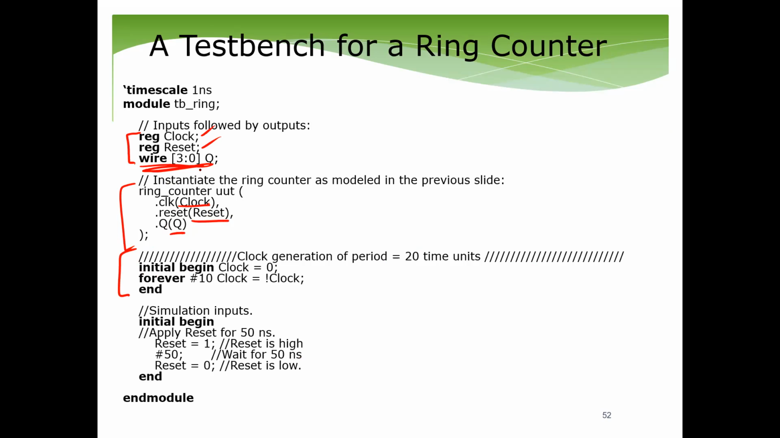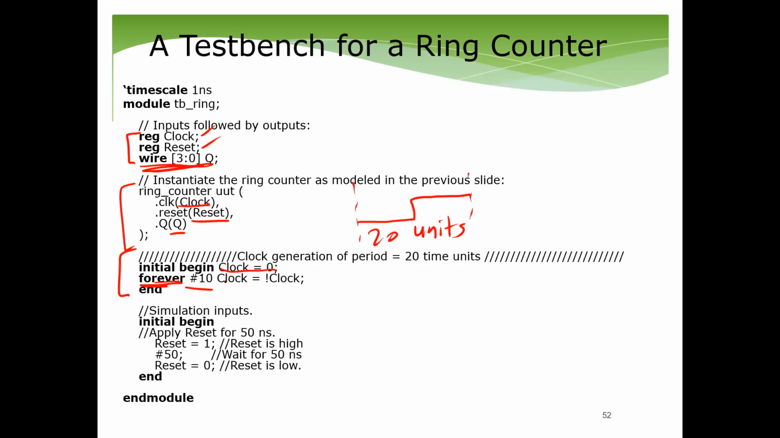And then we need to create a loop for the clock. So we'll start with clock equals 0, and then use a forever loop. We're going to take 10, so it will stay 10 time units at low and then 10 time units at high. So the whole period is going to be 20 time units.